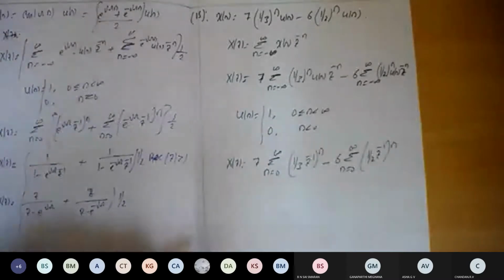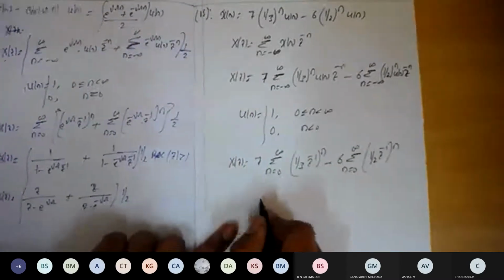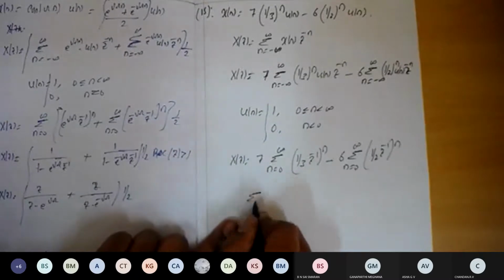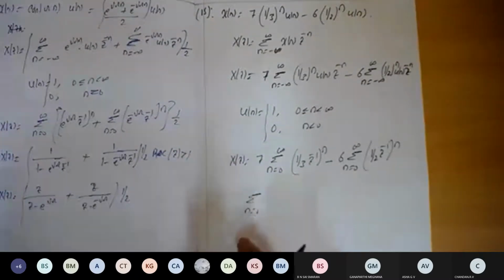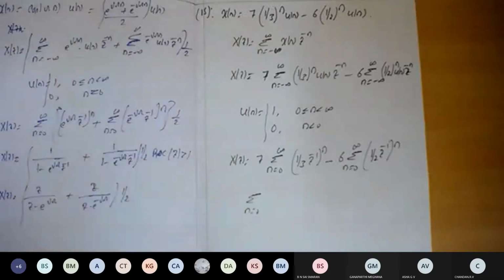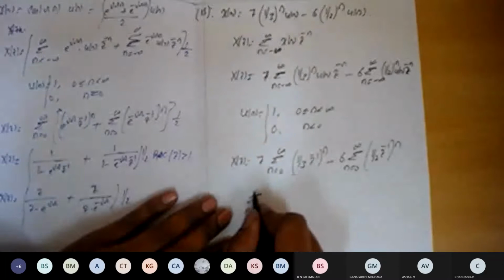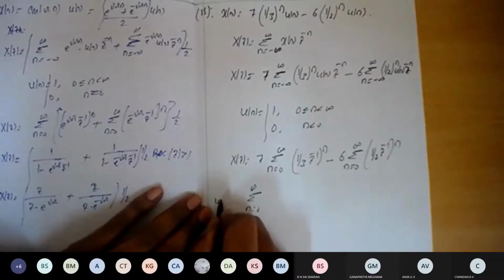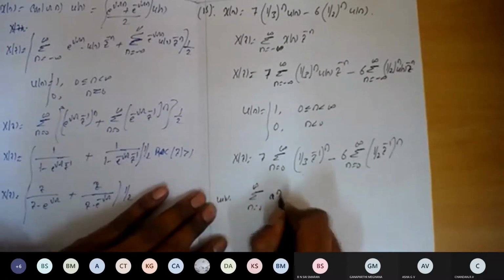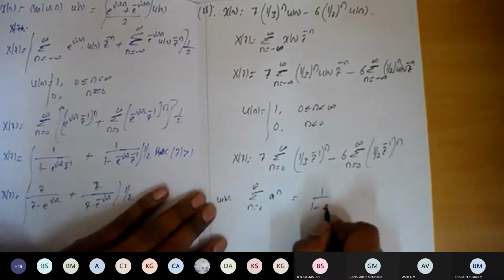Now this is in the form of the sum of infinite terms formula. That is, we have summation n is equal to 0 to infinity. So we'll apply the sum of infinite terms formula. We can recall that summation of a to the power of n, this is nothing but 1 divided by 1 minus a.